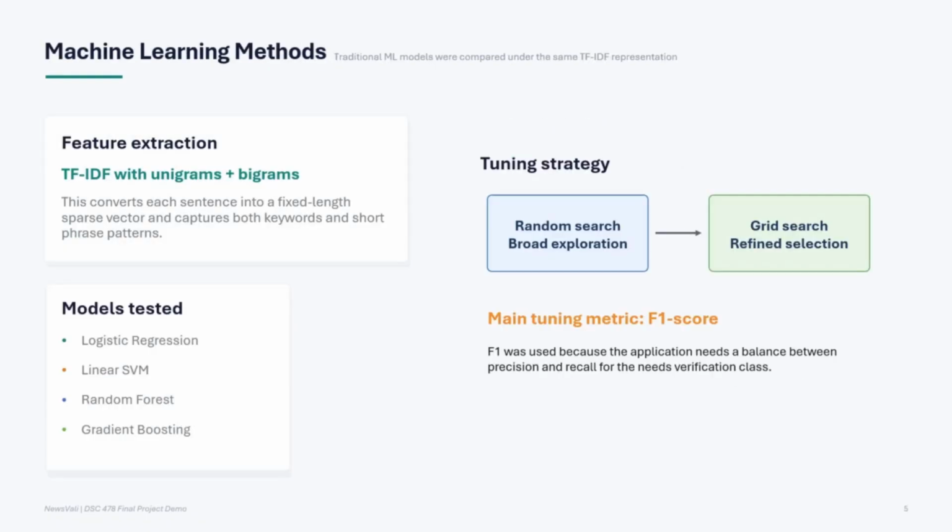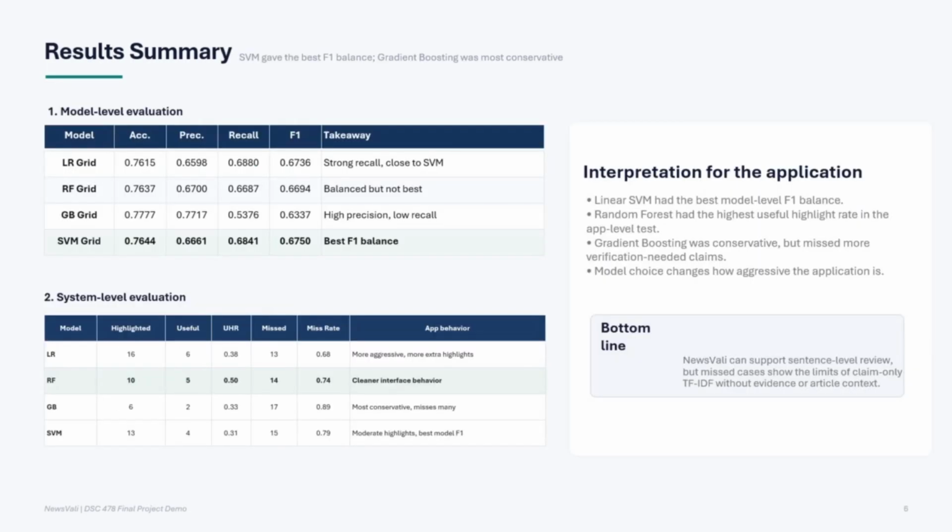Machine learning methods. I tested 4 traditional machine learning models: Logistic Regression, Linear SVM, Random Forest, and Gradient Boosting. All models used the same TF-IDF representation with unigrams and bigrams. For tuning, I used random search first, then grid search on a refined parameter range. I used F1 score as the main tuning metric because the application needs to balance missing important sentences and highlighting too many sentences.